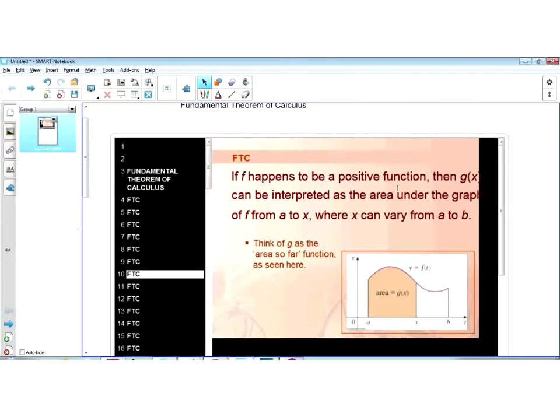So if f happens to be a positive function, then g of x can be interpreted as the area under the graph of f from a to x, where x varies from a to b. So you can see the dichotomy here. The red curve is f, or f of t, so we have the t-axis. Then we select an interval on the t-axis from a to b, and then x is some number between a and b, and then we designate the area g of x as the area under f of t from a to x, where x is less than or equal to b. So we can think of g as an area-so-far function as seen here. All right, so understand this geometric relationship.